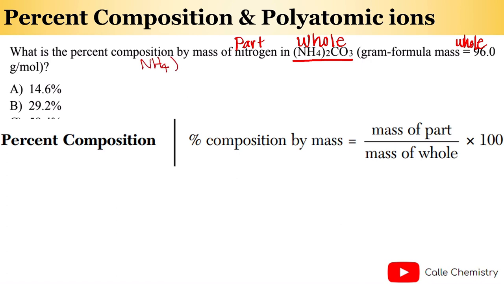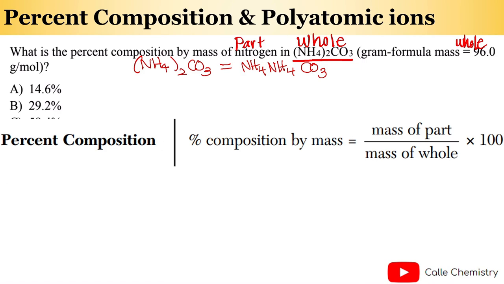NH4 in parentheses 2 CO3, which is equal to NH4 written twice, because we have a subscript outside the parentheses representing that we have 2 NH4, and then CO3. Now that's the expanded notation of what this compound is giving us.